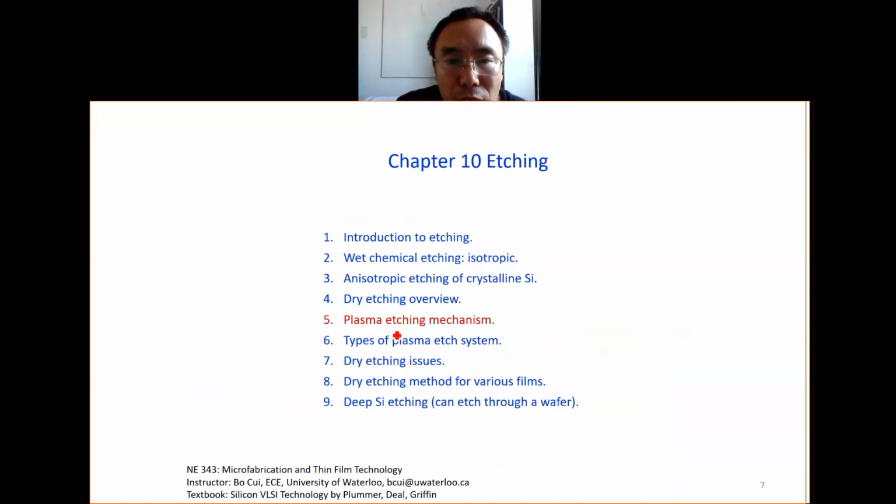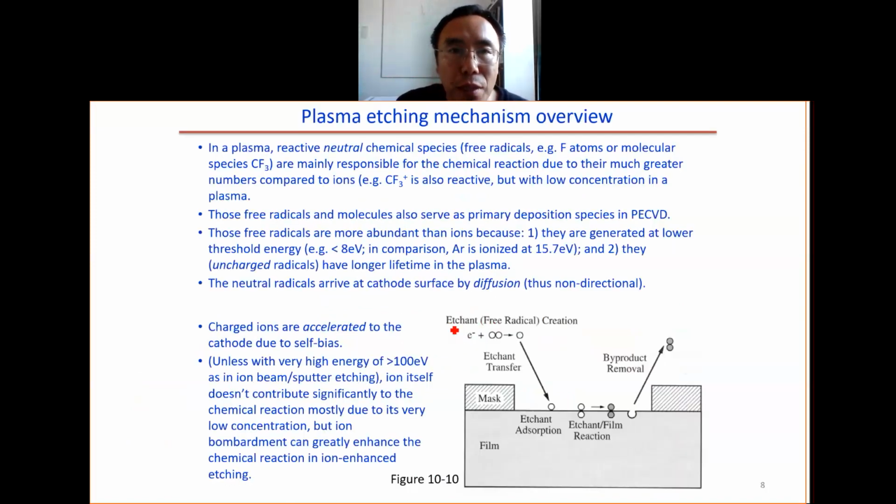So now let's look at the plasma etching mechanism. In plasma etching, this is the overview. In a plasma, the reactive neutral chemicals, like the free radicals, are mainly responsible for the chemical reaction because they have much greater numbers compared to the ions. Those free radicals and molecules also serve as the primary deposition species in PECVD.